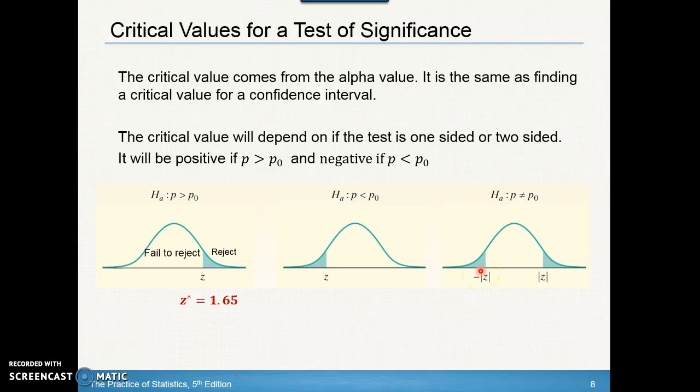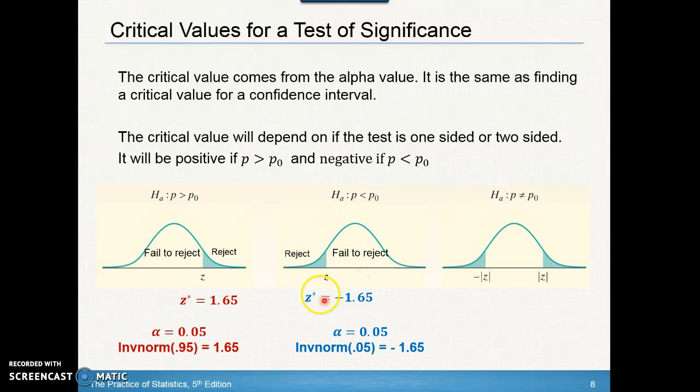Okay, so this critical z-score is 1.65. That's when alpha is 0.05. So right here, you would take the inverse norm of 0.95, that's the area to the left, and then the area to the right is 5%. So there's your rejection region for that one, and here's where we're failing to reject it. Same thing, z is negative 1.65. Why is it? Because it's to the left of what the null is. Okay, the alpha is 0.05.